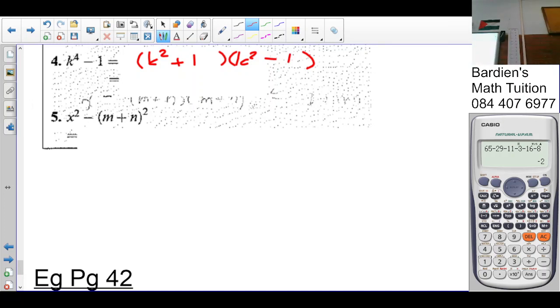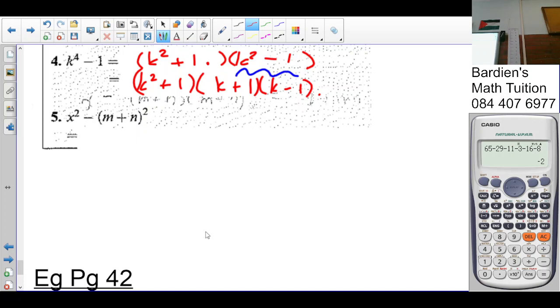But you see in the second bracket we've got k squared minus 1. What do you notice? Difference of two squares again. Okay? So that's going to give you k squared plus 1, k plus 1, k minus 1.